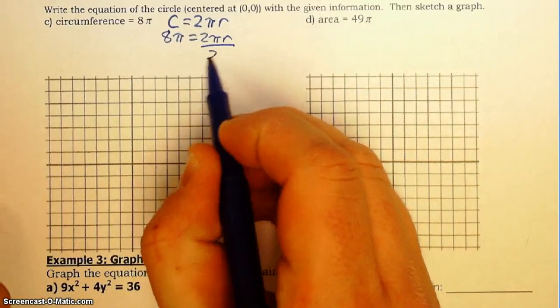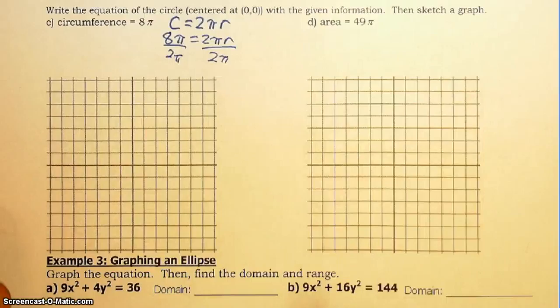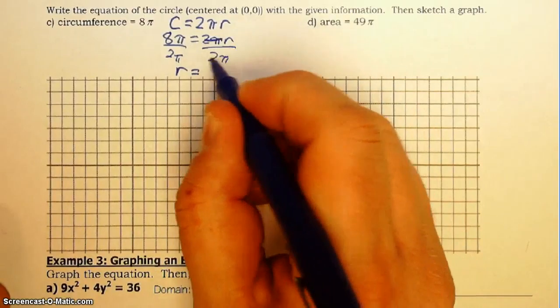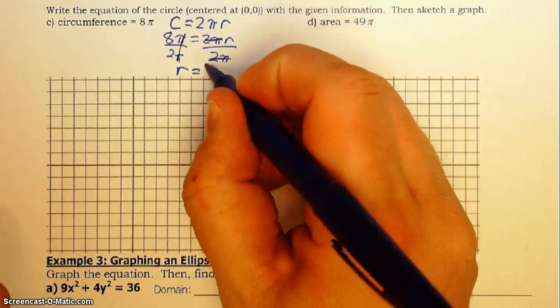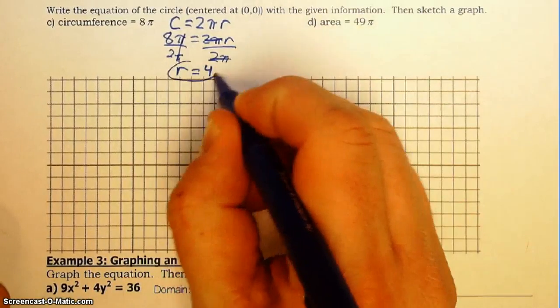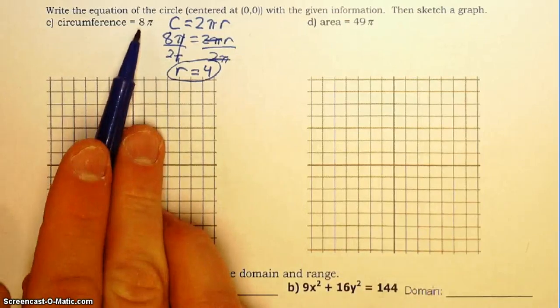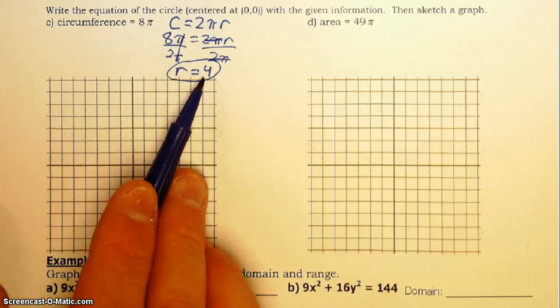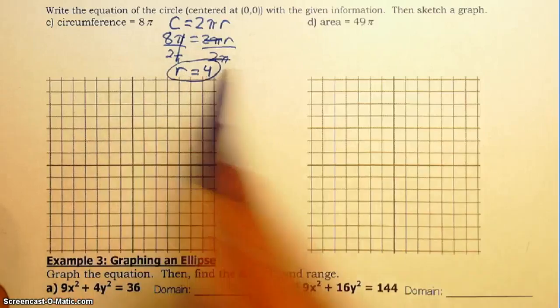If I divide both sides by 2 pi, I'm going to get the radius equals, well, this all cancels, and 8 pi divided by 2 pi, the pi's cancel. The radius is just 4. Now, some of you smart cookies can already tell if the circumference is 8 pi, 8 would have to be the diameter. 8 divided by 2 gives you 4. But if you can't handle that, don't be afraid to solve this equation here on the side.